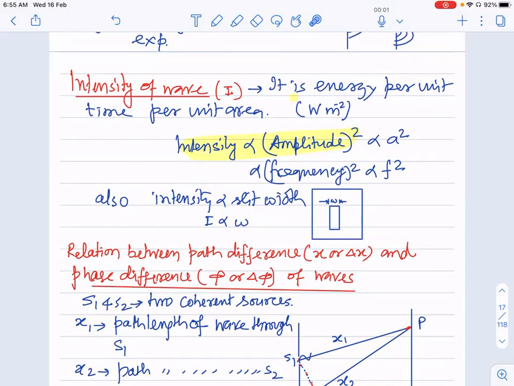एम्पलीट्यूड दिए हैं तो इंटेंसिटी का रेशियो A1 स्क्वायर by A2 स्क्वायर आ जाएगा. Because they are coming from same source, frequency will get cancelled. Frequency को mention नहीं करते because coherent sources हैं. We don't mention the frequency. वो कैंसिल हो जाती है रेशियो में. I1 by I2 will be A1 by A2.